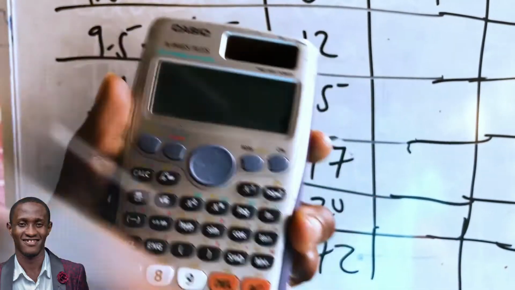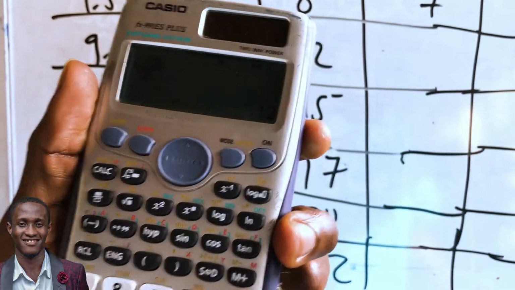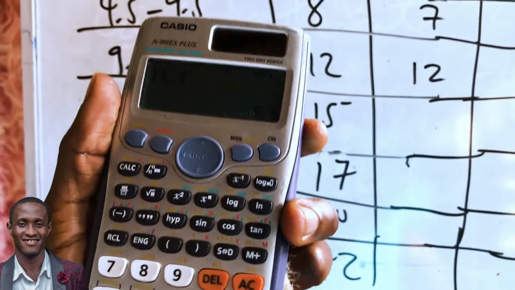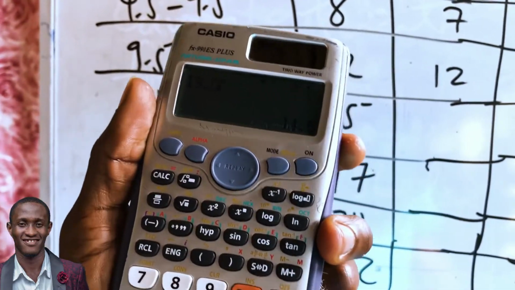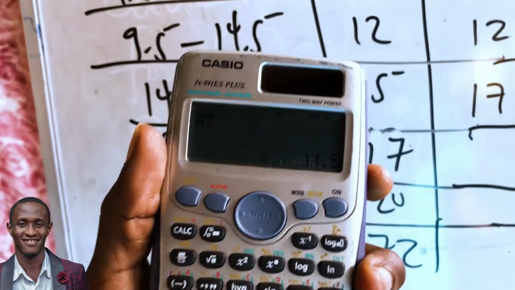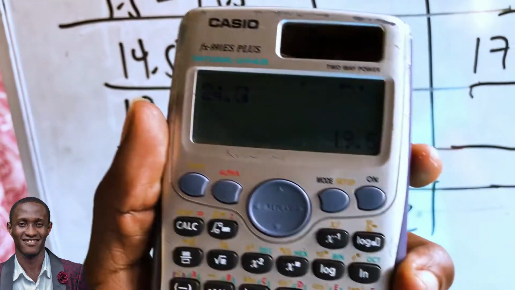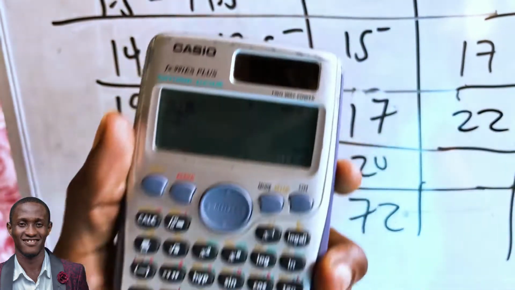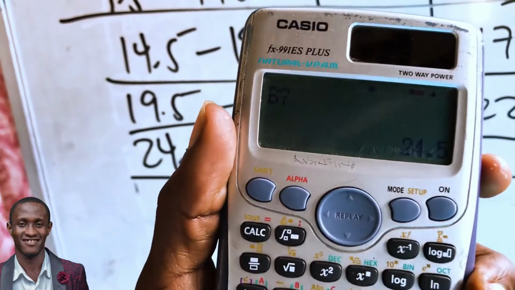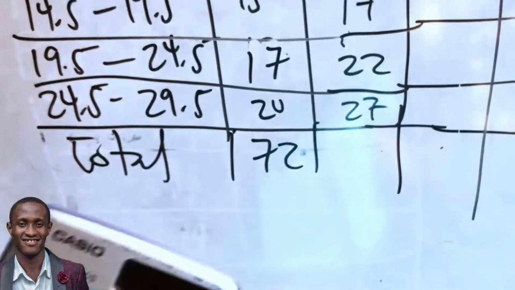I'll go to calc. This one, it will be 9.5 and then 14.5. I'll get 12 here. Then I'll have 14.5 and I have 19.5. I have 17 here. I have 19.5 and then 24.5. I have 22 here. I have 24.5 and 29.5. I have 27 here. Okay, so that's the values for the x.